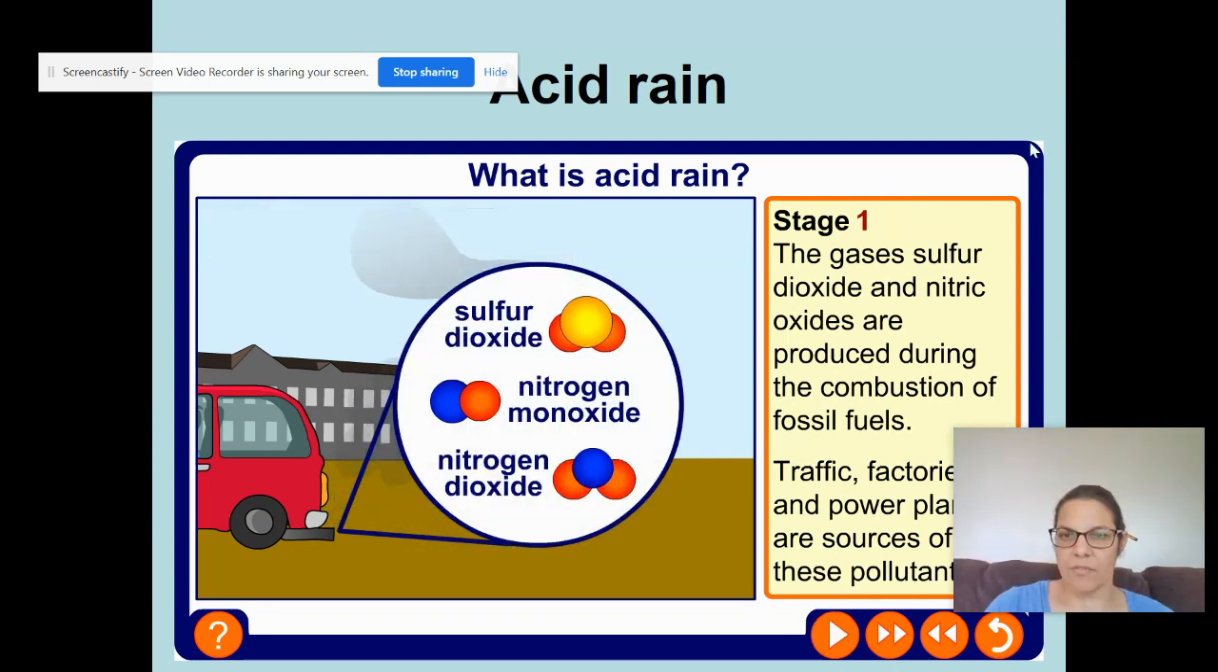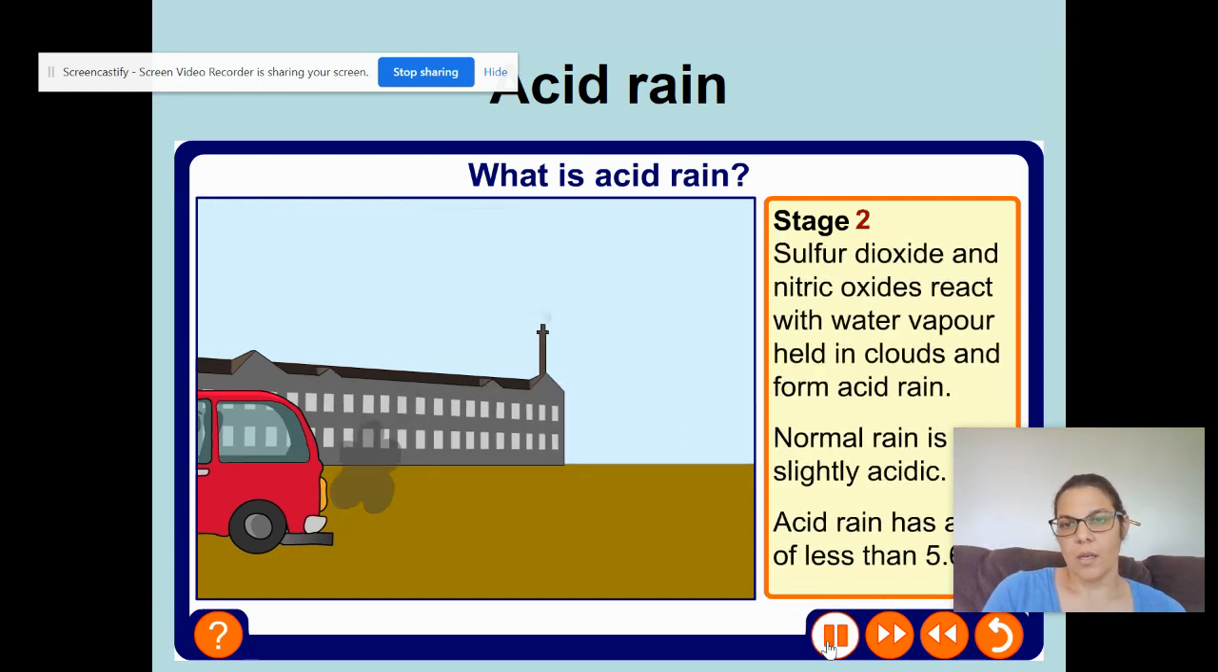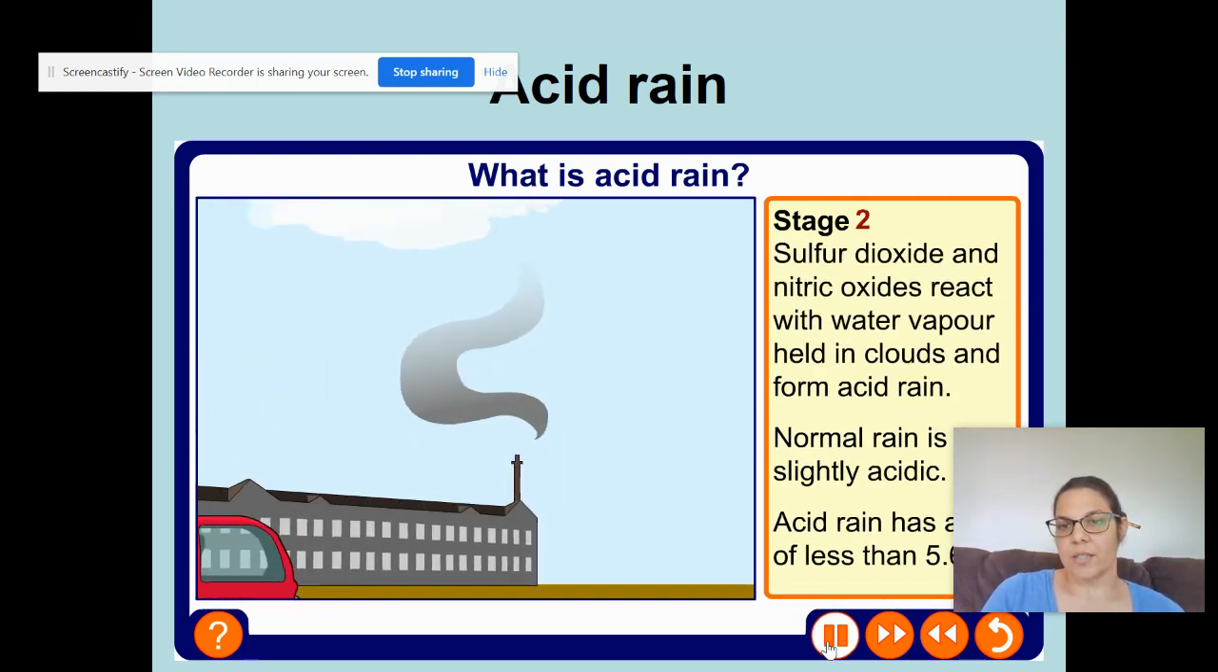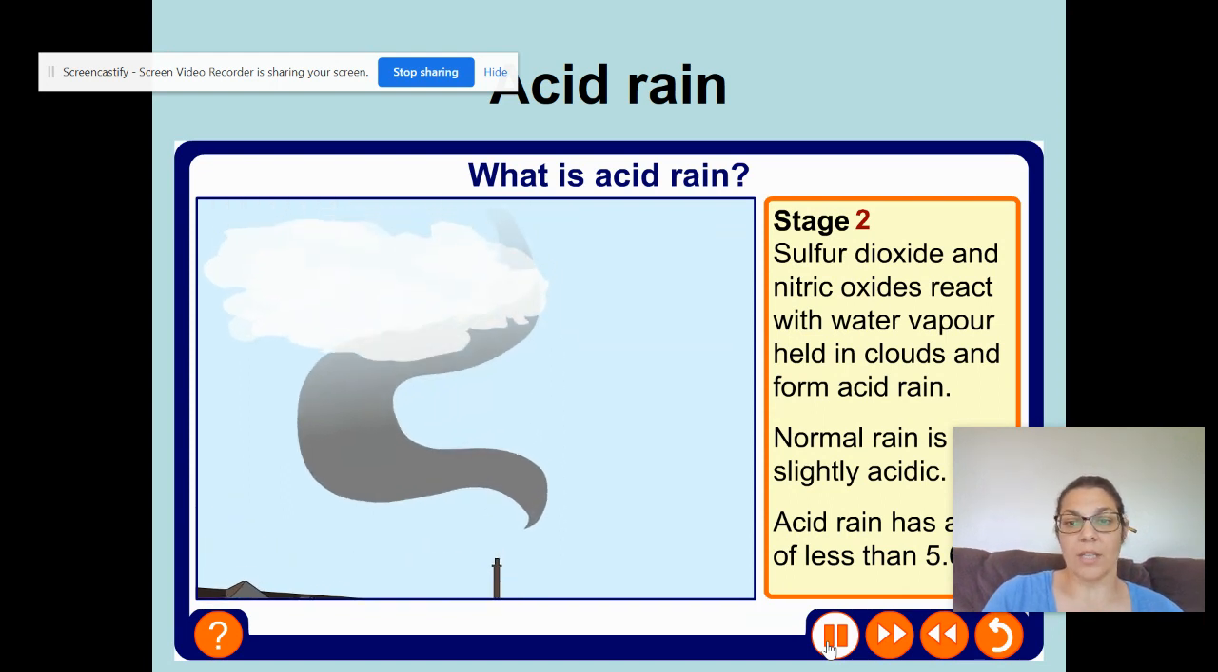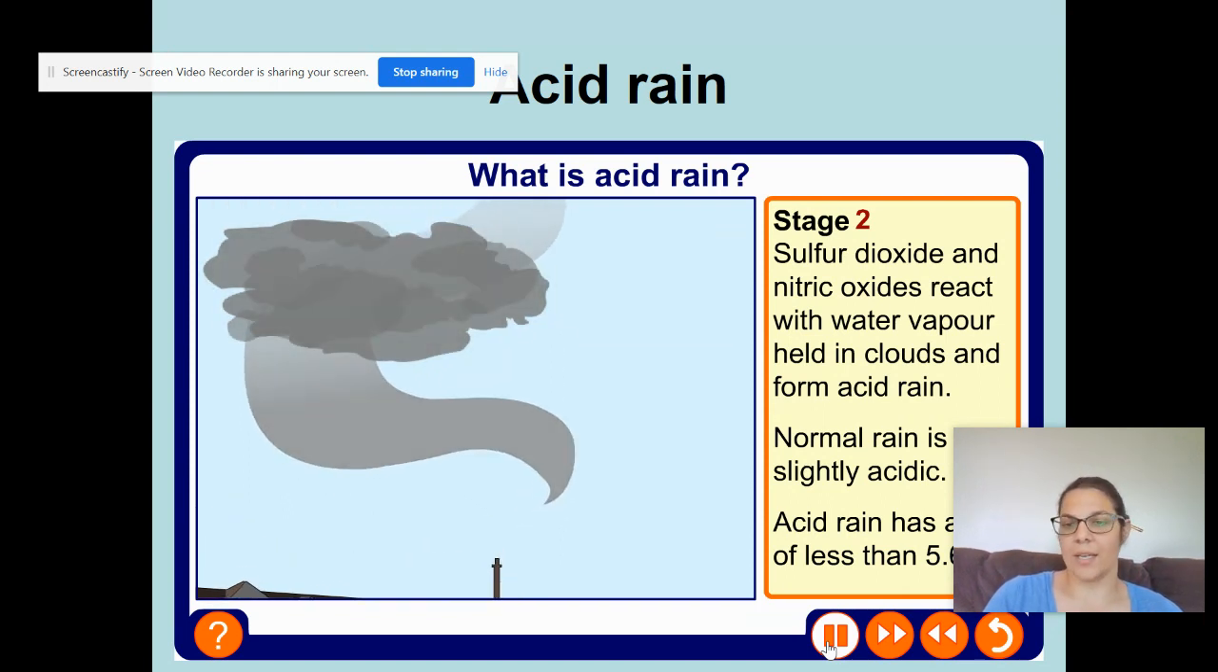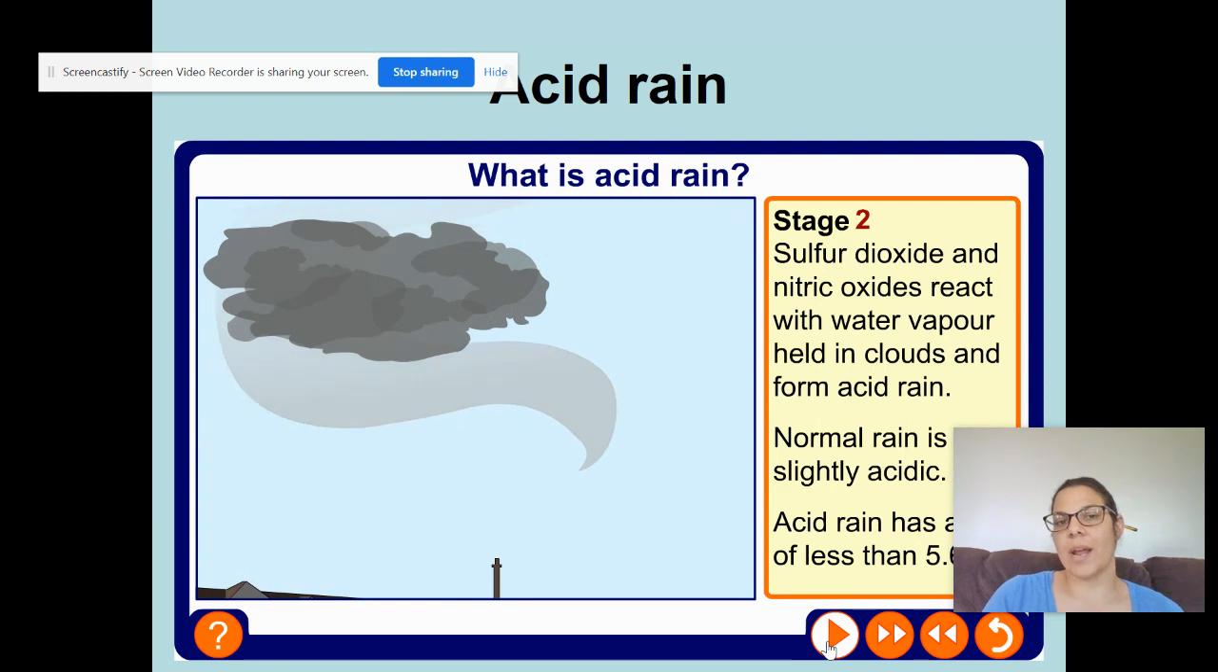The gaseous sulfur dioxide and nitrous oxides are produced during the combustion of fossil fuels. Traffic, factories, and power plants are sources of these pollutants. Sulfur dioxide, nitrogen monoxide, nitrogen dioxide come out of cars. Sulfur dioxide and nitric oxides react with water vapor held in clouds. They form acid rain. Normal rain is slightly acidic, but acid rain has a pH lower than 5.6.